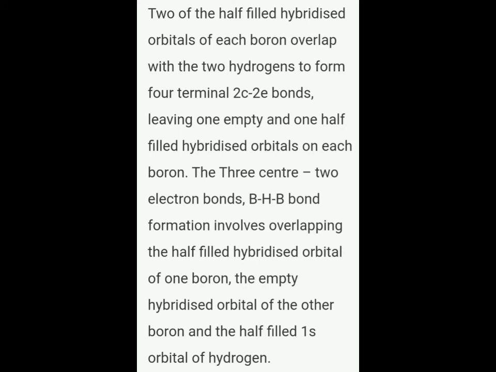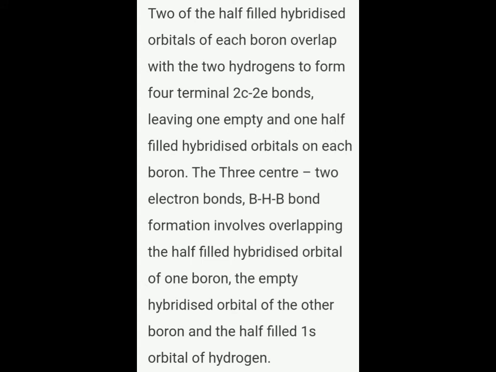2 of the half-filled hybrid orbitals of each boron overlap with the 2 hydrogens to form 4 terminal 2 center 2 electron bonds, leaving 1 empty and 1 half-filled orbital on each boron. The 3 center 2 electron BHB bond formation involves overlapping the half-filled hybrid orbital of one boron, the empty hybrid orbital of the other boron, and the half-filled 1s orbital of hydrogen.